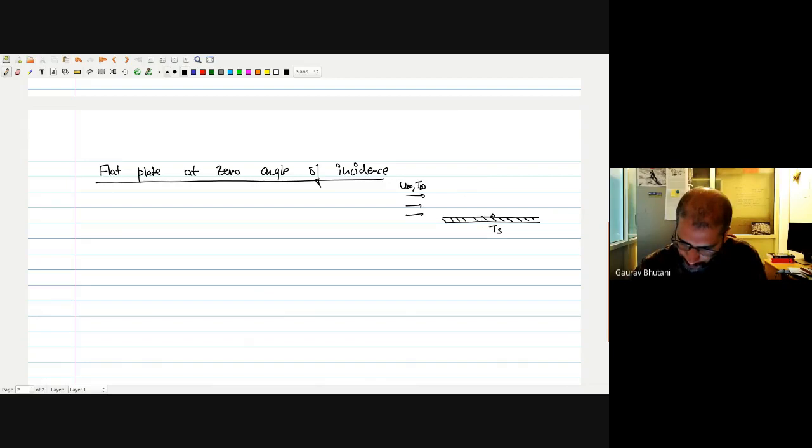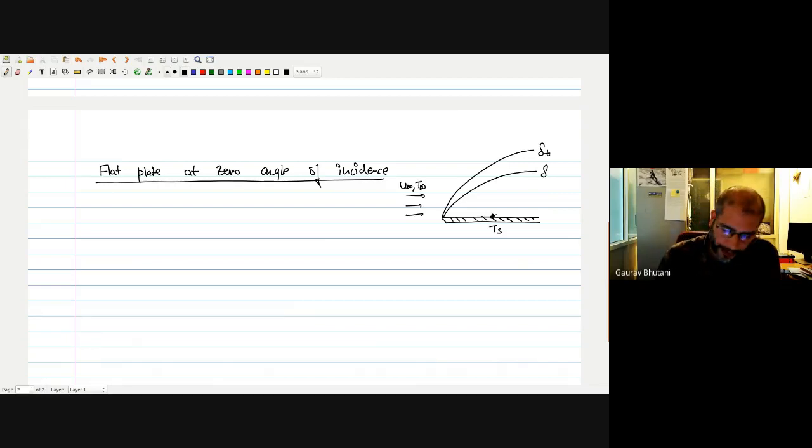And then of course you have the momentum and the thermal boundary layers developing. In this case, let's say my delta by delta T is less than 1. So that is my Prandtl number is less than 1, but that is just for discussion. So in this case, let us write all the equations.